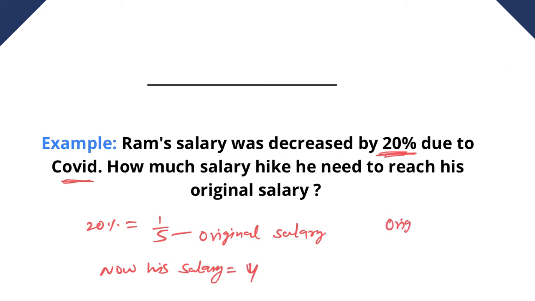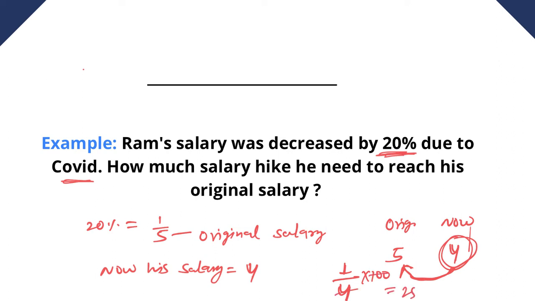So the original salary was 5 and now his salary is 4. So how much does he need to increase? 1, and from where? From now. So 1 from now, the 4 is the reference value, into 100. So when I cut 100 by 4, I will get 25%. So I can say I need to increase his salary 25% from now to get his original salary.